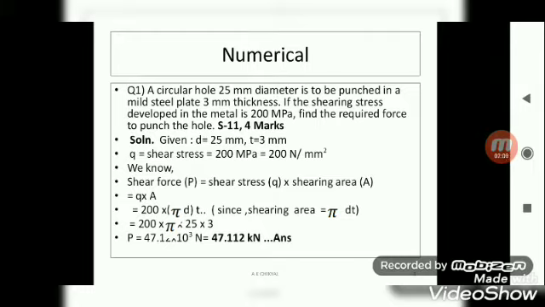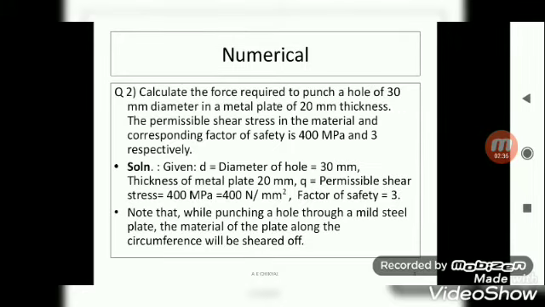into pi into D into T is equal to 200 into pi into 25 into 3. P is equal to 47.12 into 10 raised to 3 Newton, which is equal to 47.12 kilonewton. Numerical 2.